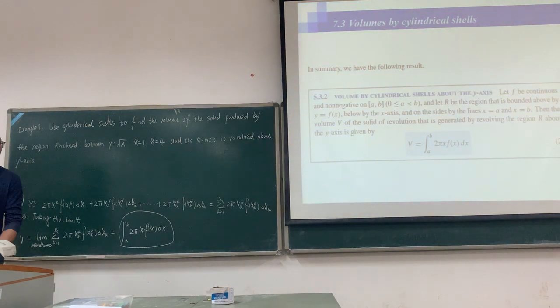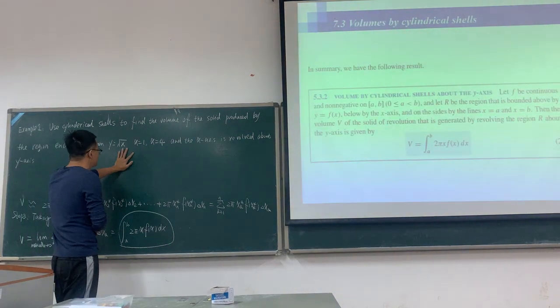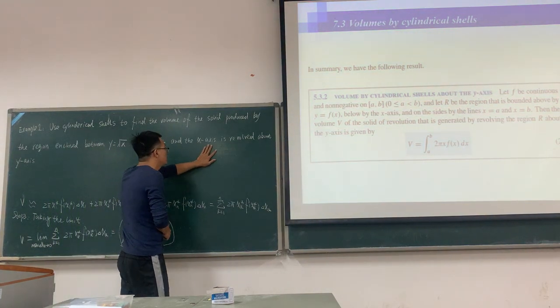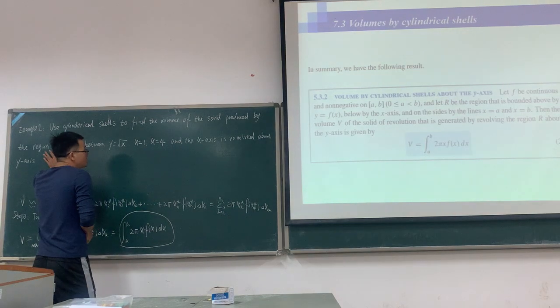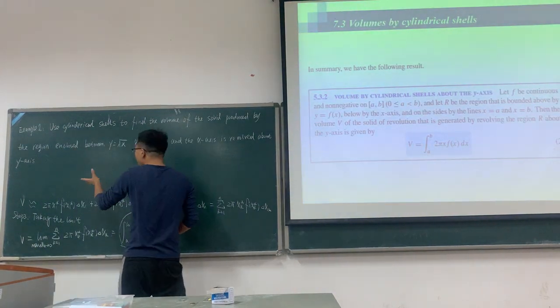Use the cylinder shells to find the volume of the solid produced by the region enclosed between y equal to the square root of x, x equal to 1, x equal to 4, and the x-axis. This is the region, and it is revolving about the y-axis.